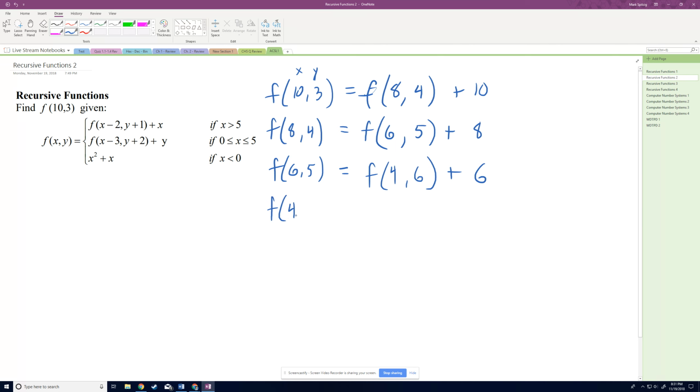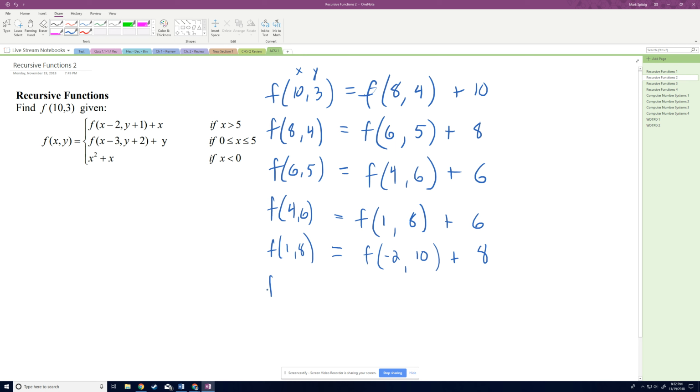Now we're on to a different one because we're trying to find f of 4 comma 6. 4 is between 0 and 5 inclusive, so we're going to be in here. We're dealing with f of 4 minus 3, which is 1, and 6 plus 2, which is 8. And then we're adding the y value this time, which is 6. Now we're trying to find f of 1, 8, and 1 is still between 0 and 5, so we're going to do that one. So f of negative 2, and then we add 2 to this one, so we get 10. Then we add our y value, which is 8.